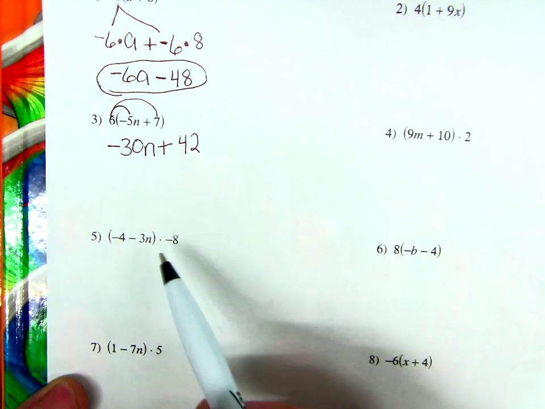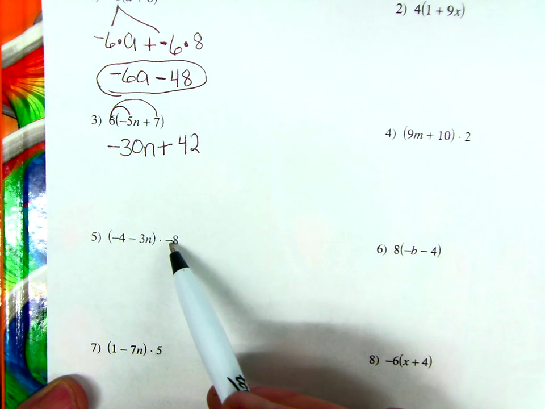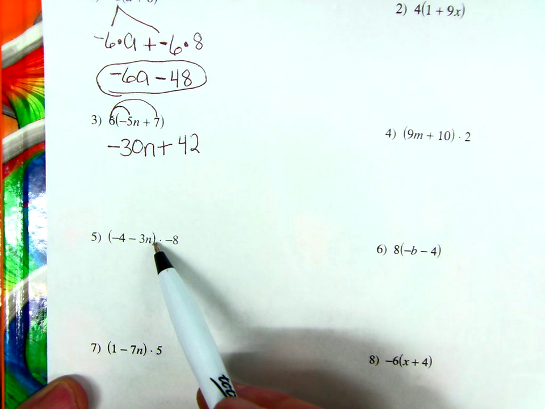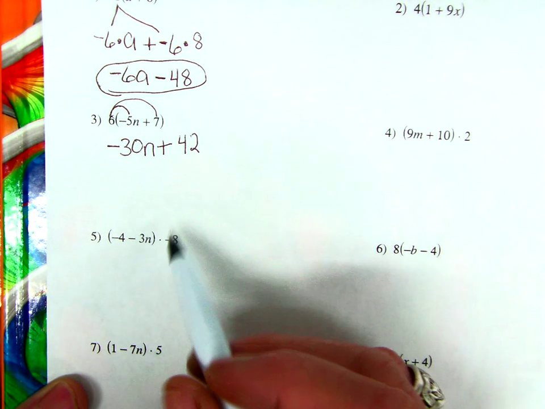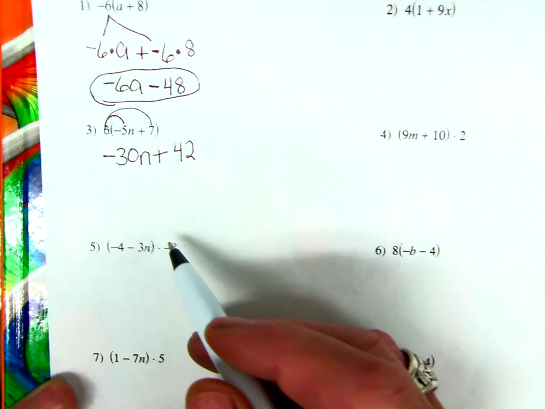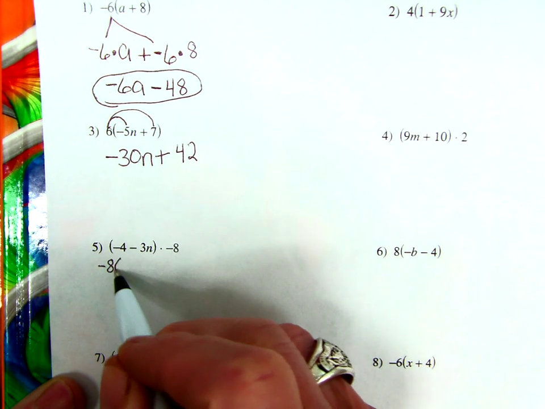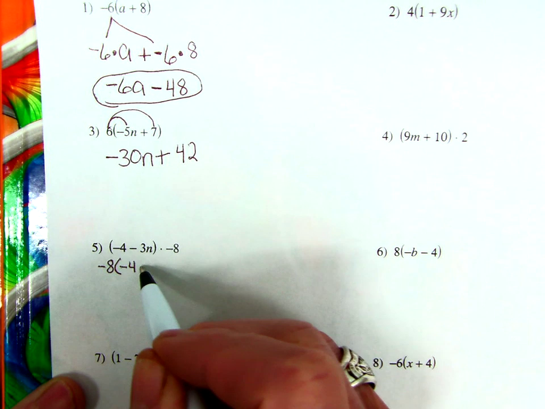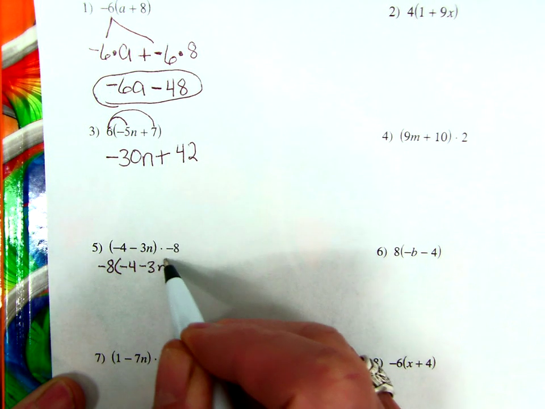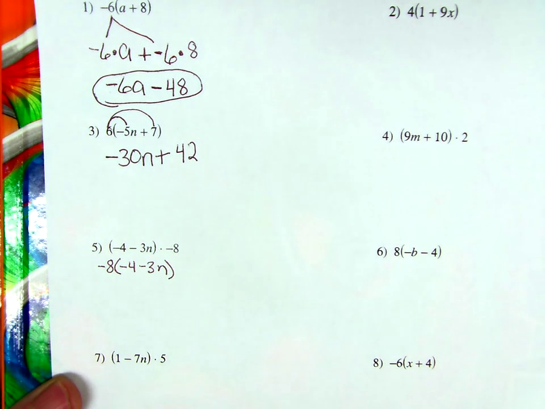Now it doesn't matter that this -8 is at the end of this expression. It means the same thing, times. If you'd like, you can rewrite it and move the 8 to the front. It changes nothing.